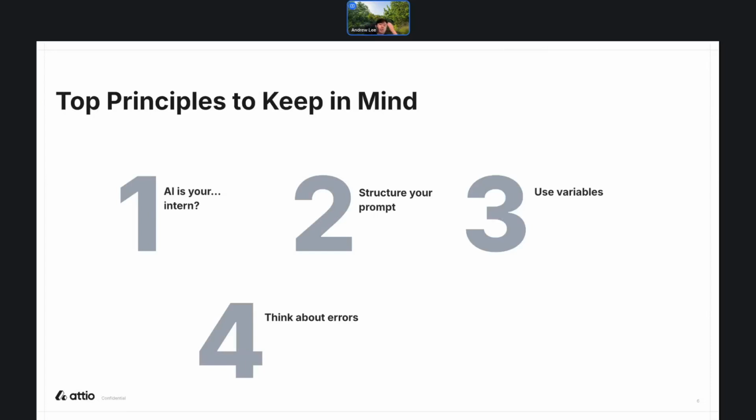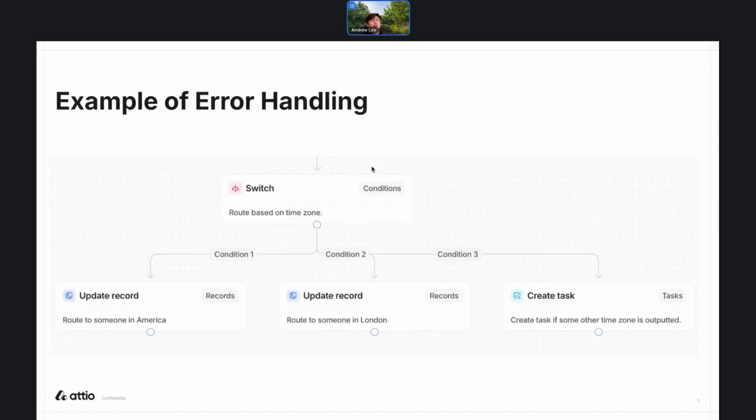And so one of the things that people might want to actually think about is error handling, right? Usually, 99% of the time, your prompt's going to produce the result you want, but what if it doesn't? So I'll give you an example here.